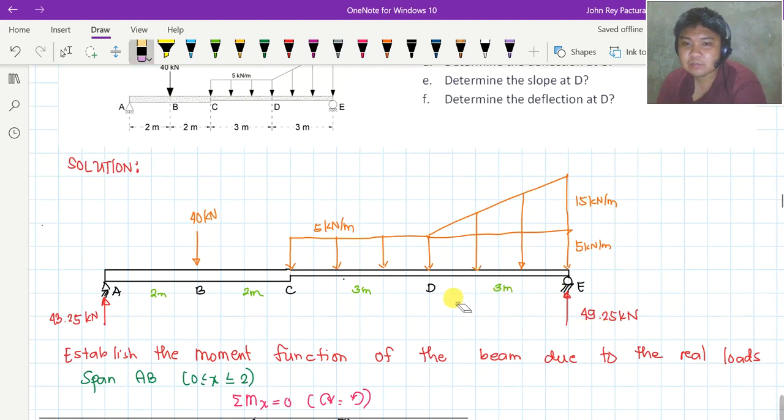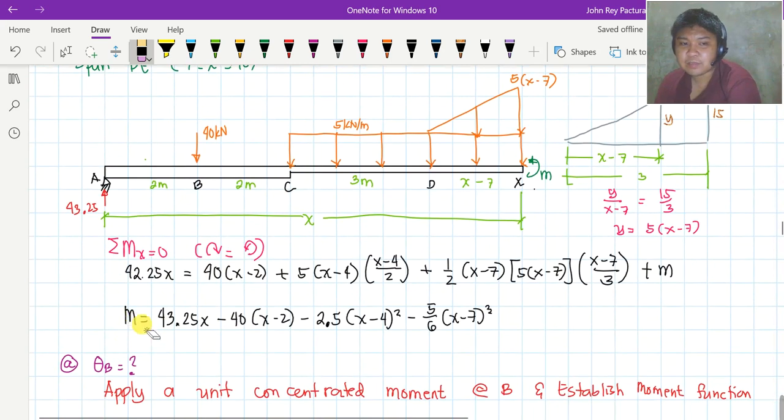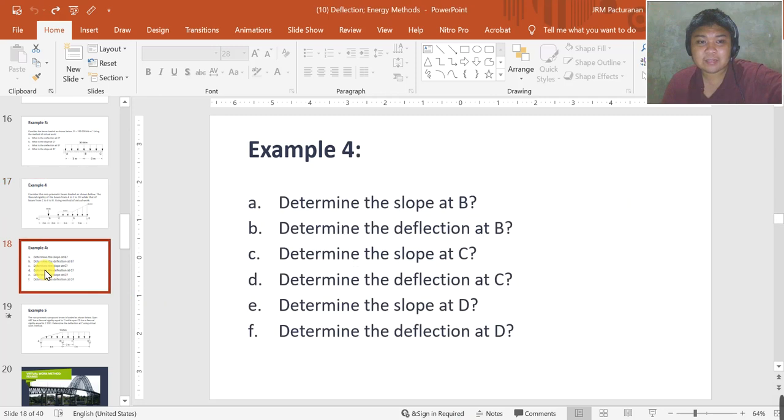So, to establish the moment function in span DE, using summation moment at x equals 0, ang makukuha mo is moment equals 43.25x minus 40(x minus 2) minus 2.5(x minus 4) squared minus 5 over 6 ng (x minus 7) cube. So, ayan, class, tapos na tayo sa pag-solve ng mga moment function. Ang next step na gagawin natin, so subukan na natin sagutan yung mga tanong.